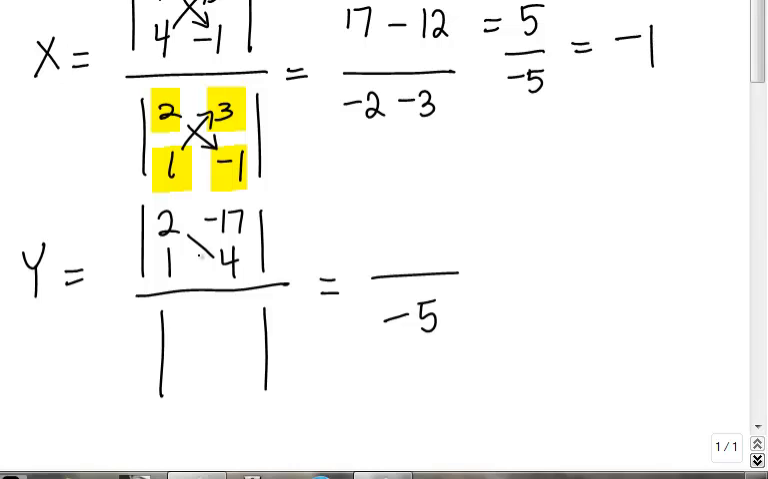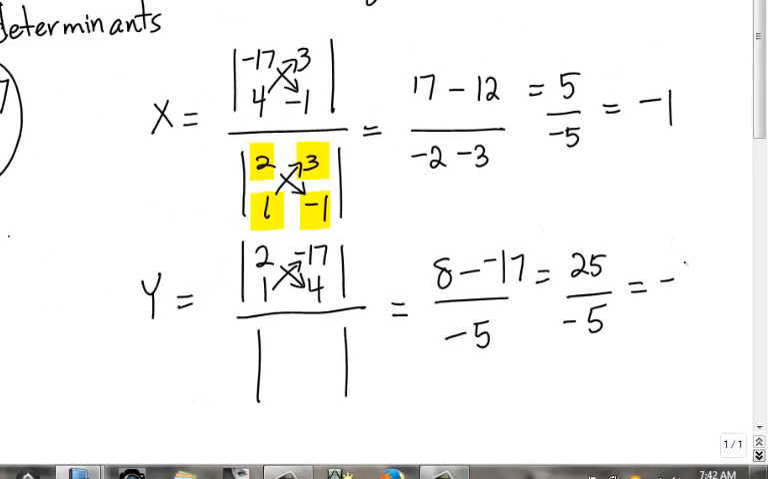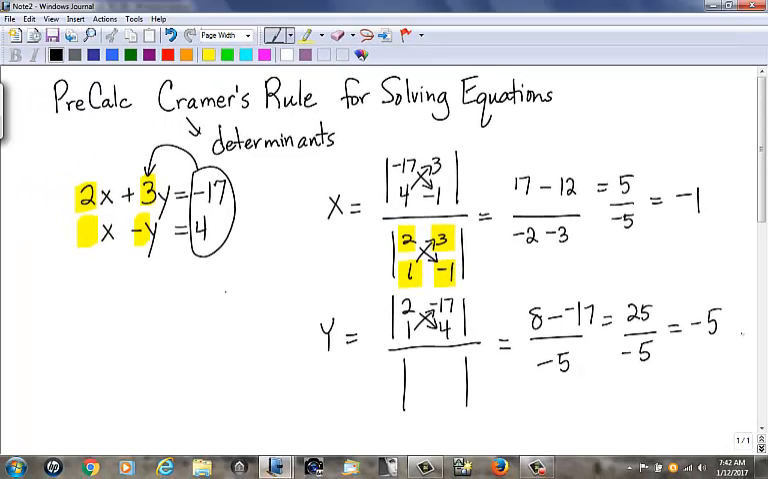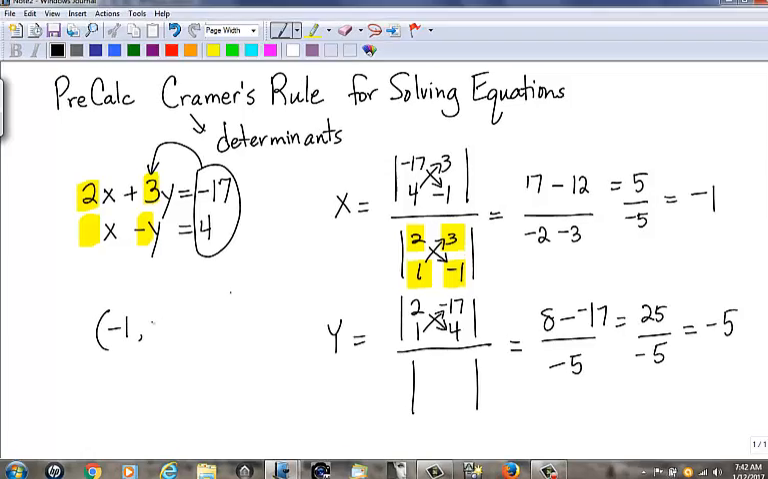So now multiply down the diagonal to the right would be 8, and subtract the product coming back up, subtract the negative 17, and that would be 25 over negative 5, and it should be negative 5. Now check it. You should always write them as an ordered pair, or ordered triple if you're doing 3 by 3s.